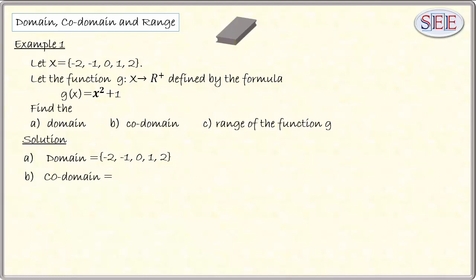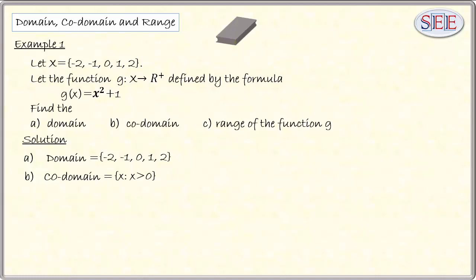Question B asks us to find the codomain. The codomain, remember we said, is the second set. If the function maps from the first set into the second set, that second set is the codomain. So the codomain in this case is the positive real numbers. We can now say that the codomain is the set of x such that x is greater than 0.